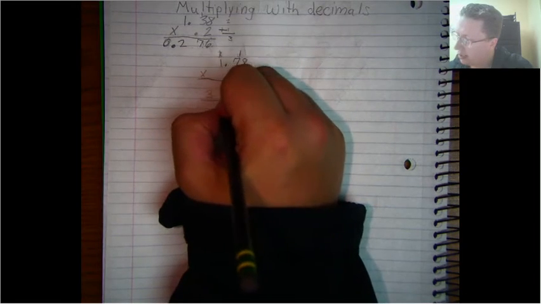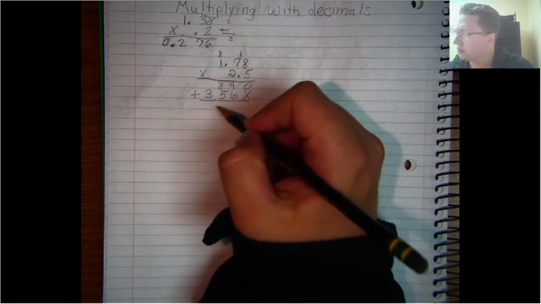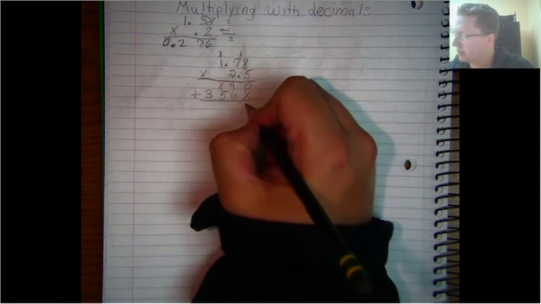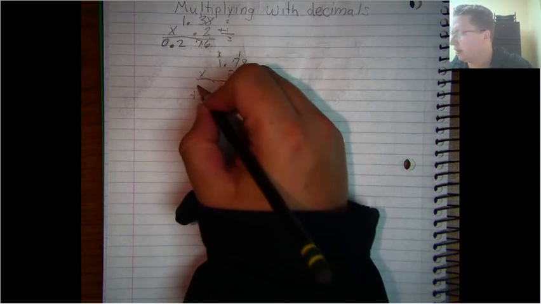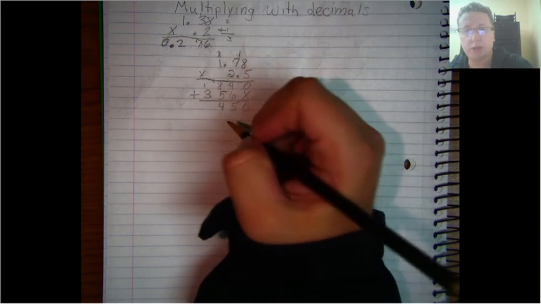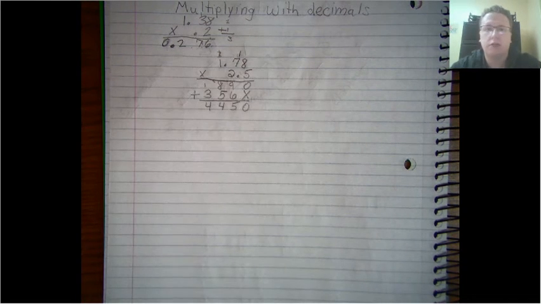Now I'll draw another line because remember, you multiply with 2 digits. You're going to add these two products. So the 0 comes down, 0 plus a placeholder is still 0. 9 plus 6, 15. 8 plus 5 is 13, plus 1 more is 14. And 3 plus 1 is 4. Now, your answer is not 4,450.